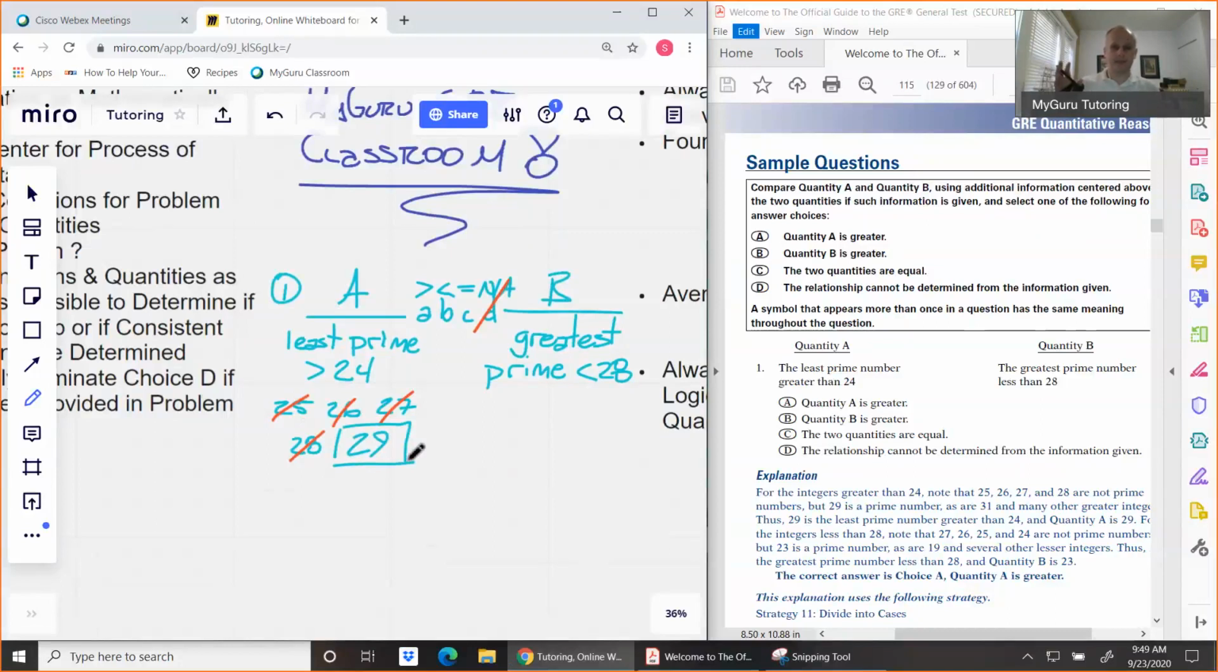Now let's think about this strategically. Do we even need to test quantity B? Why not?